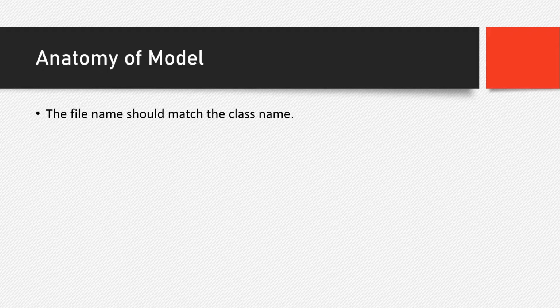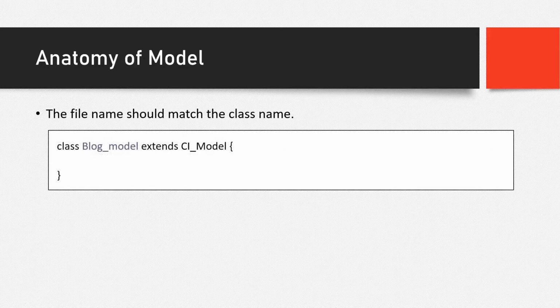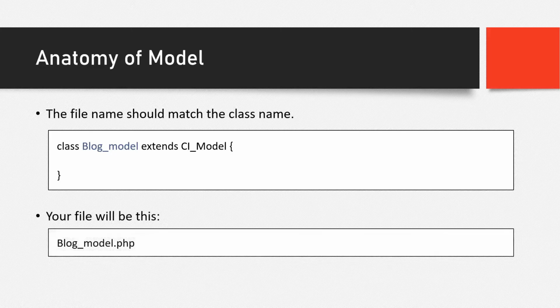Okay, so the file name should match the class name. So if this is our class, which is Blog_model, then our file name should be something like this, blog_model.php. Okay?